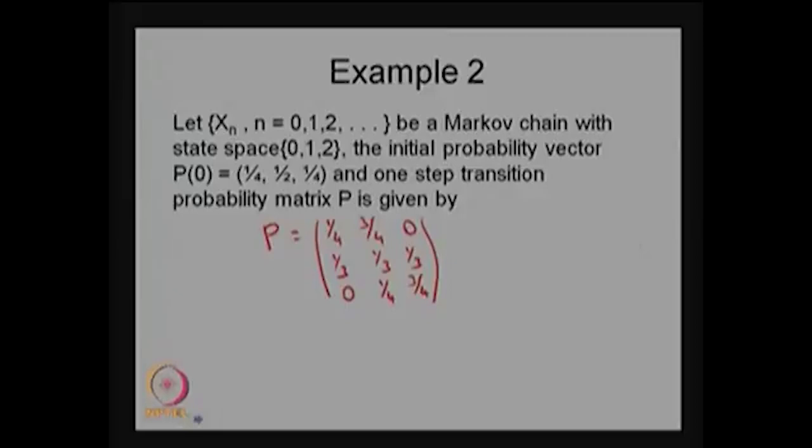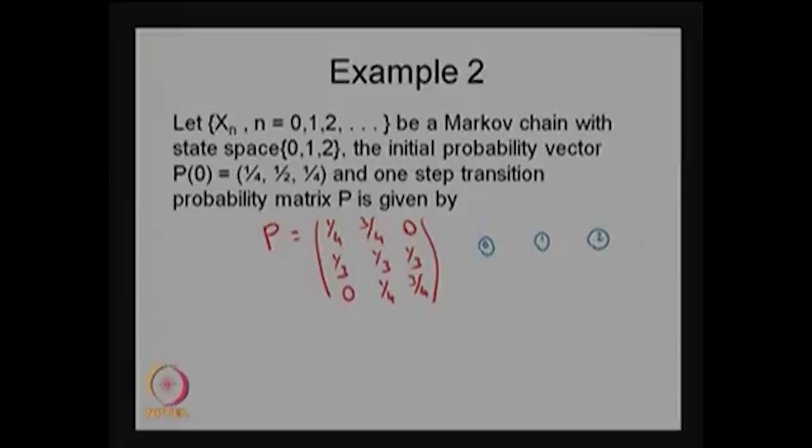And also the initial probability vector is provided, that is P naught, a vector of 1/4, 1/4, 1/2. The summation is 1, therefore this is the initial probability vector. That means the system can start at the 0th step with probability 1/4 from state 0, with probability 1/4 from state 1, and with probability 1/2 from state 2. And also the 1 step transition probability matrix is provided. From it you can draw the state transition diagram also.